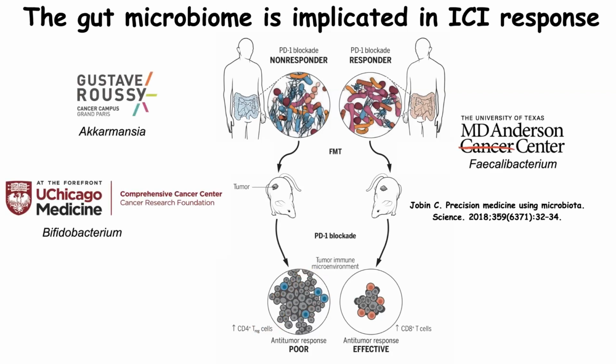All these papers were published in the same issue of Science. Although they all observed the same thing, they have different bacteria that they think are responsible. For the Paris group, Akkermansia. For Texas, Faecalibacterium, and from Chicago, Bifidobacterium. These bacteria are very different from each other. So why don't they have the same signal? Because they have the same phenotype.